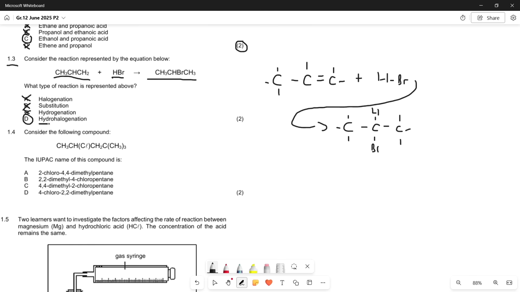That means we're adding a hydrogen over there, and the halogenation means we're adding a halogen over there, and we are in fact adding the H and the Br, and they are both attached on our product on the right side. So that means our answer is D, hydrohalogenation, for 2 marks.